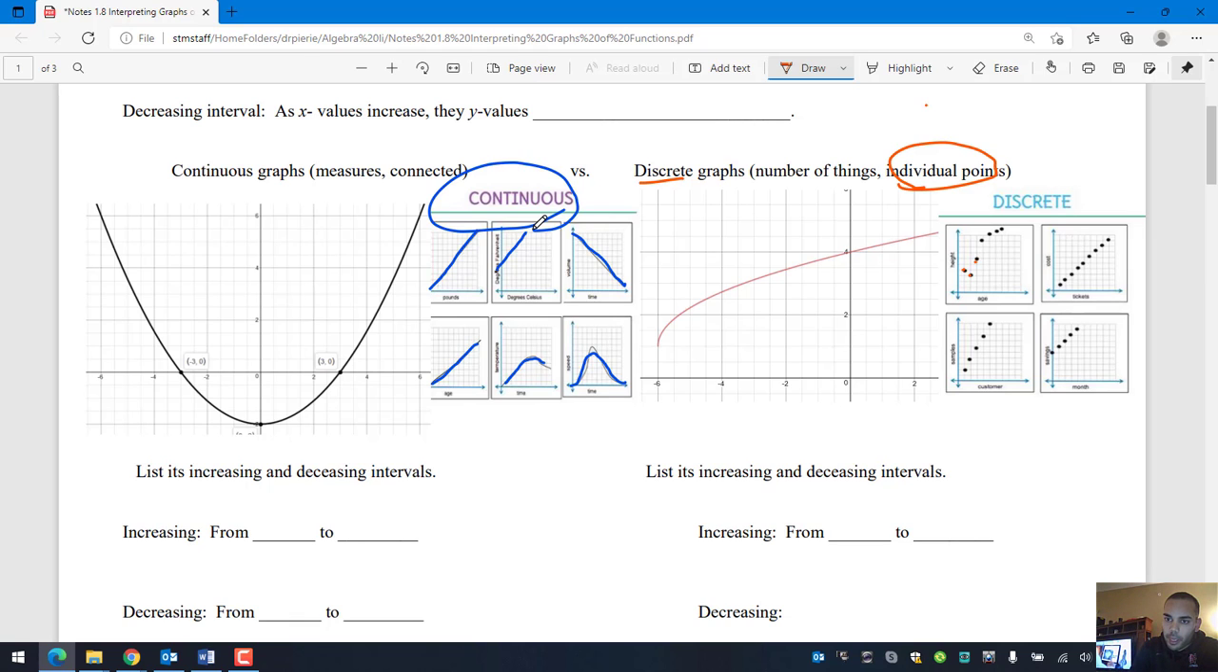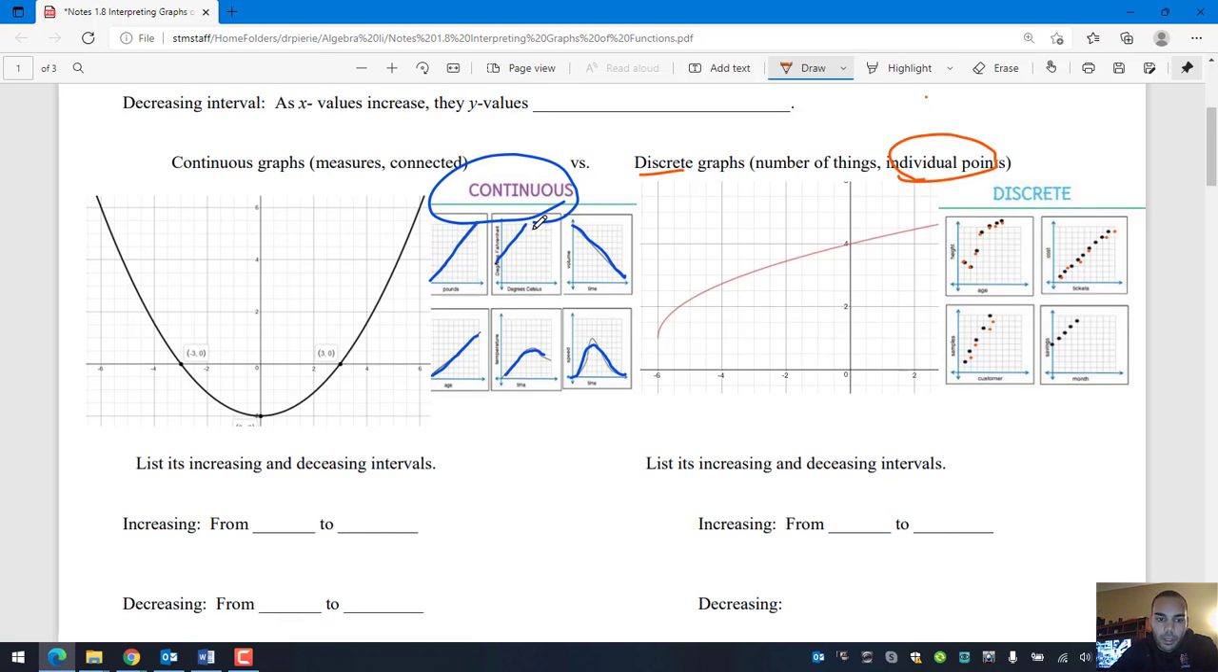I have to pick up my pen every single time I'm drawing these graphs. If I'm picking up my pen at least once as I draw the graph, it's an example of discrete. So it's pretty simple. Discrete means points, continuous means connected.